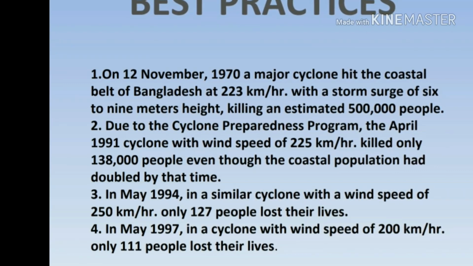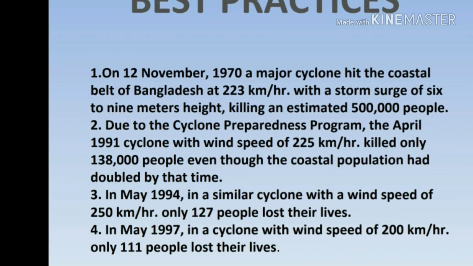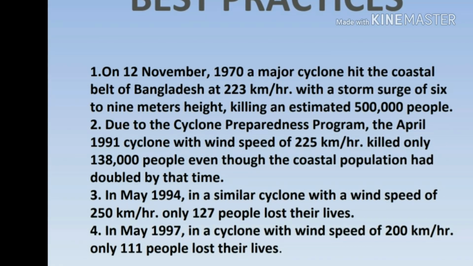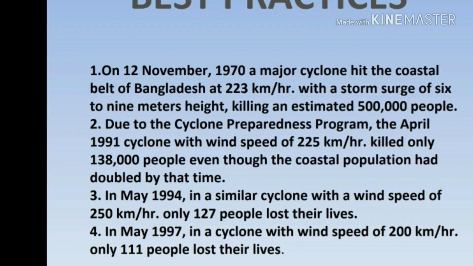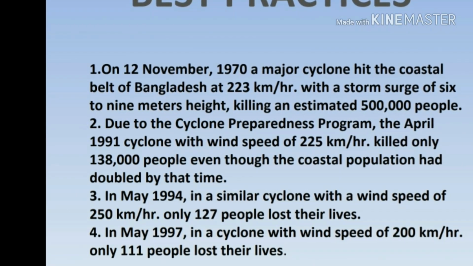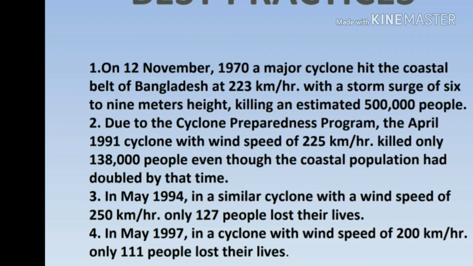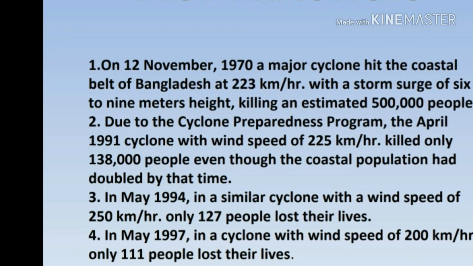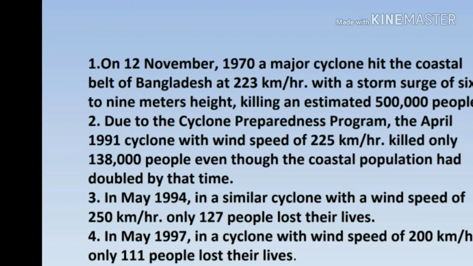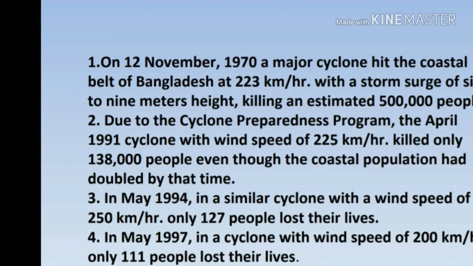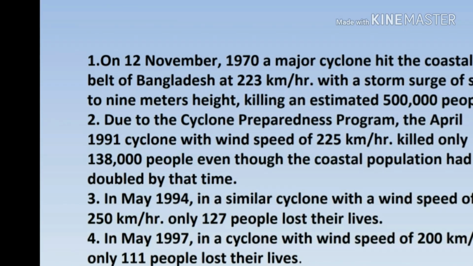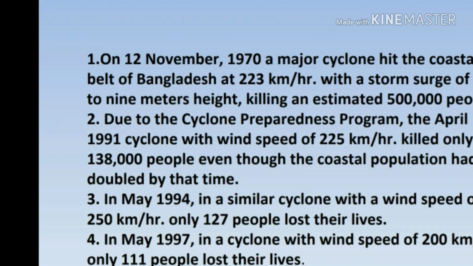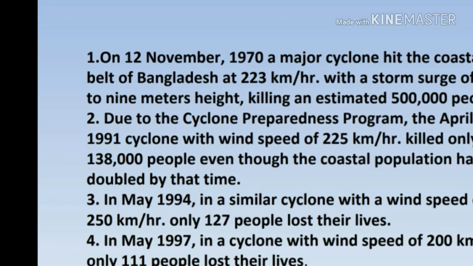In May 1994, in a similar cyclone with a wind speed of 250 km per hour, only 127 people lost their lives. In May 1997, in a cyclone with a wind speed of 200 km per hour, only 111 people lost their lives. So we can see that the loss of human life has reduced.